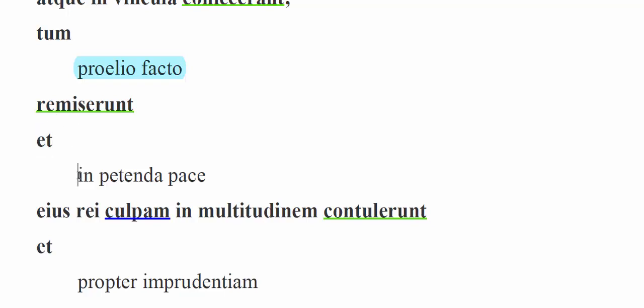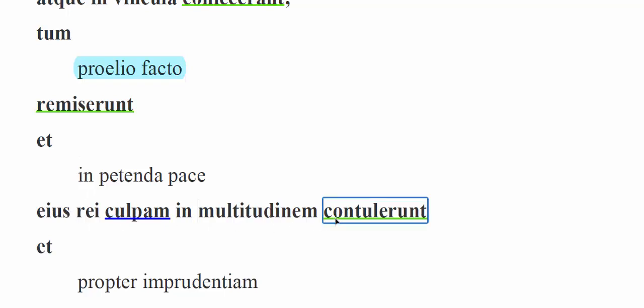And in the seeking of peace, right? Notice patenda, the gerundive, but we can just treat it like a gerund in English. In seeking peace, in peace which must be sought. Okay, so in seeking peace, what did the Barbary say?